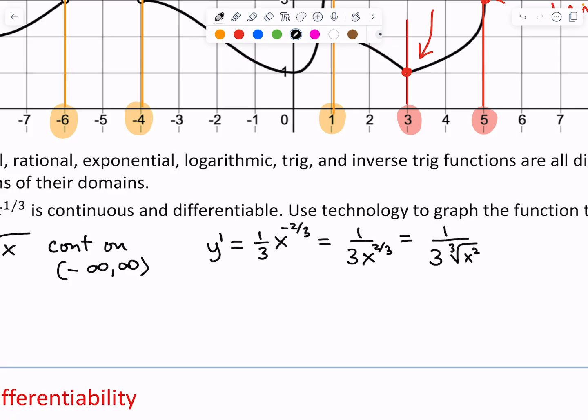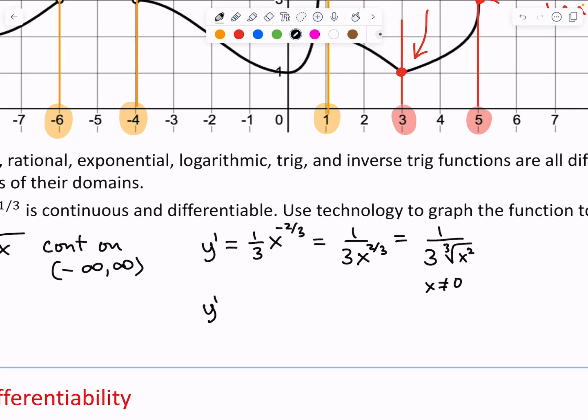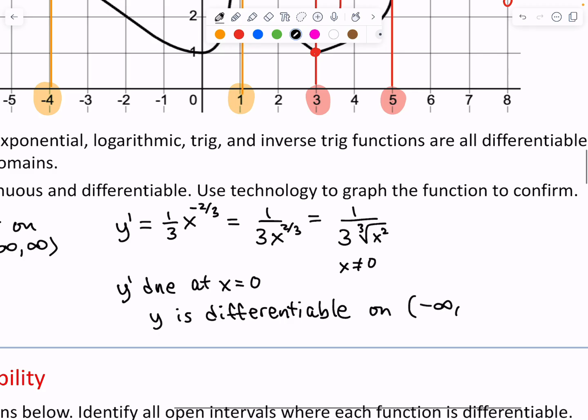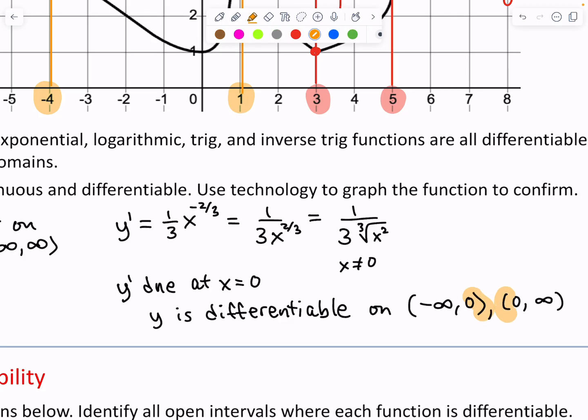Now, positive x's and negative x's are still allowed here, but we do get one restriction of x no longer allowed. X cannot be 0 because it's now in a denominator, and that would cause division by 0. So y prime does not exist at x equals 0. So the function y is not differentiable at x equals 0. So y is differentiable everywhere else. So from negative infinity up to 0, or on the interval from 0 to infinity, parentheses on both zeros.